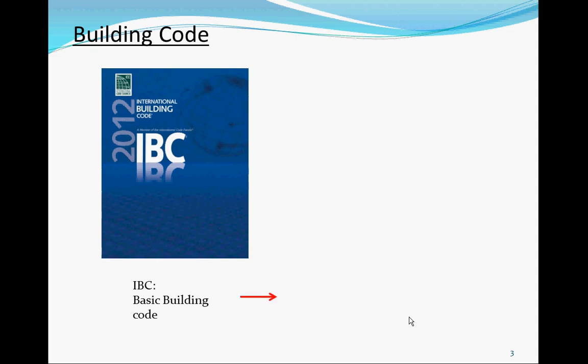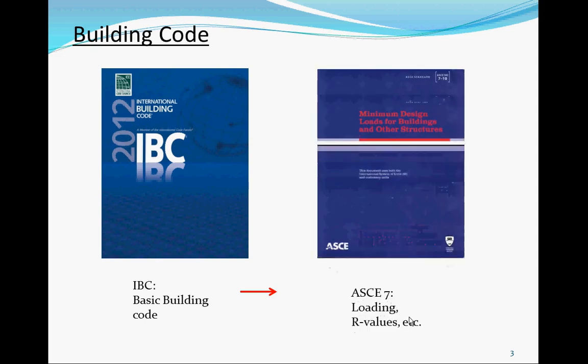So now this is the basic code. It doesn't cover everything in the design, concrete design, steel design. This book is pretty thick, but they try not to cover all the information there. What they do is refer to different codes for steel design, concrete design, and so on. For loading, they go to ASCE for basic loading and R values. For steel design, they will refer to the AISC 360. For concrete design, they will refer to ACI.